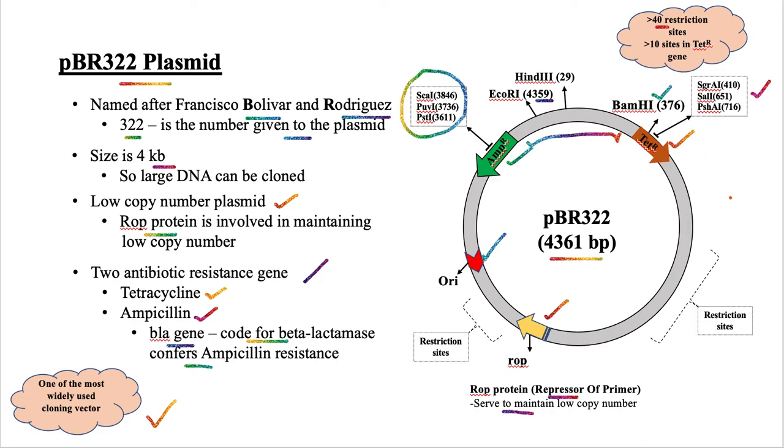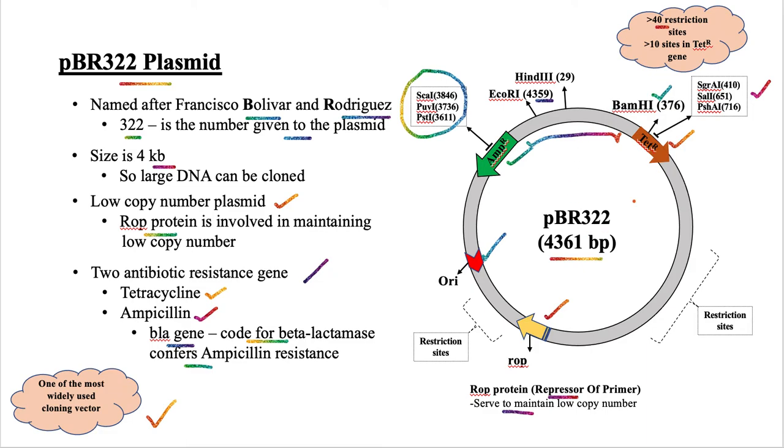If you compare the structure of pBR322 with the first generation vector like pSC101, in pSC101 we just have one antibiotic resistance gene. However, in this case, we have two. Now, for instance, if we ligate or insert our gene of interest into the BamHI restriction enzyme site, BamHI is located inside the tetracycline resistance gene. So what will happen? The tetracycline resistance gene will become inactive.